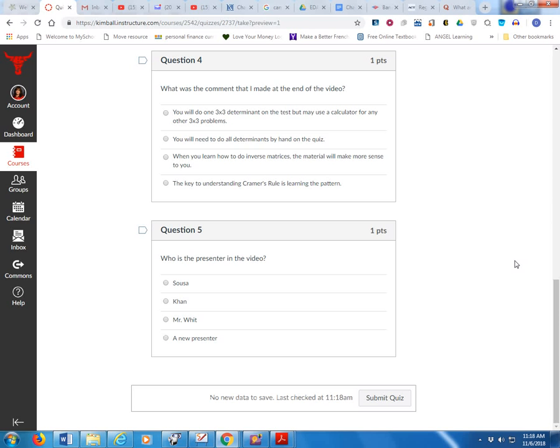You'll do one 3 by 3 determinant on the test manually, but for the rest of the test you can use a calculator, now that you know how to do it. Okay, and question 5, who presented? Sousa, James Sousa, good. Okay, questions on 4.3 or 4.4?